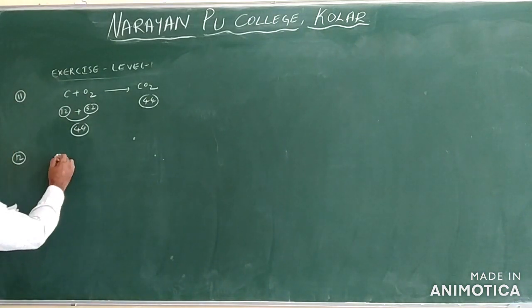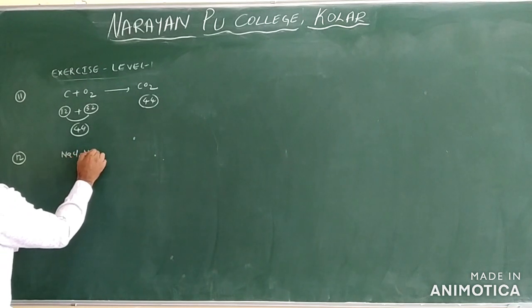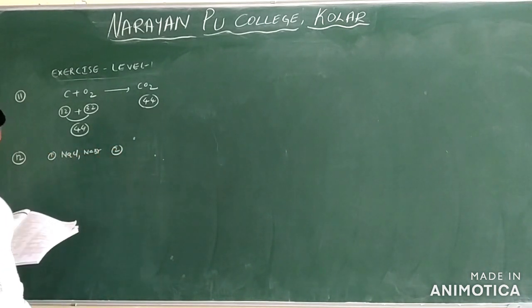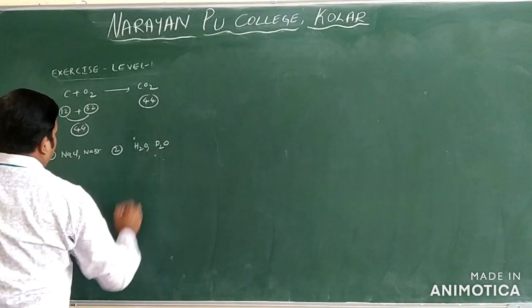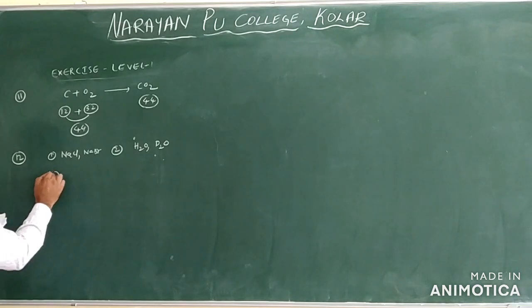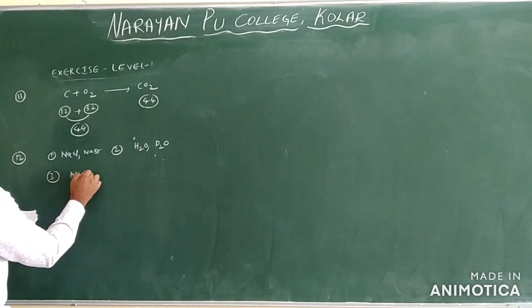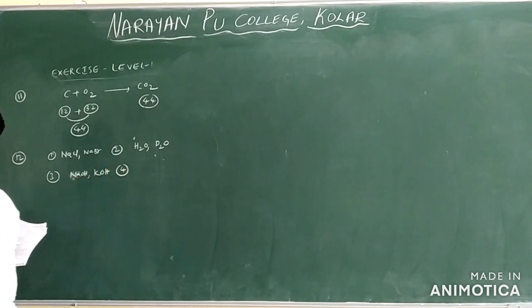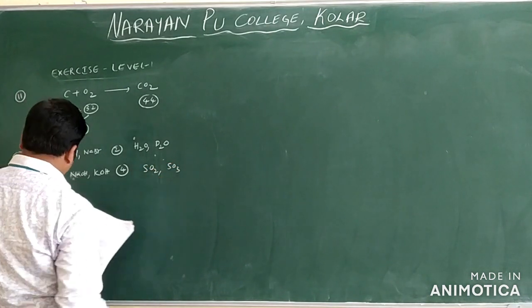The first I am writing here: sodium chloride and sodium bromide, NaCl, NaBr. This is the first option. And the second option is given: ordinary water, H2O, and heavy water, D2O. And third one we have caustic soda, NaOH, and caustic potash, KOH. And the fourth option we have sulfur dioxide and sulfur trioxide only.